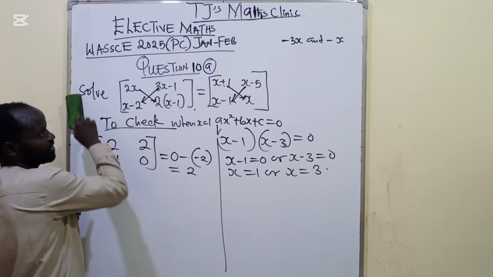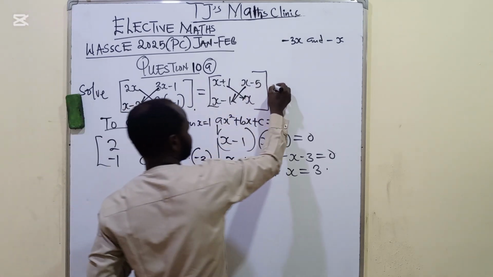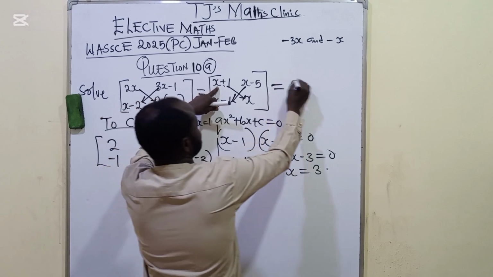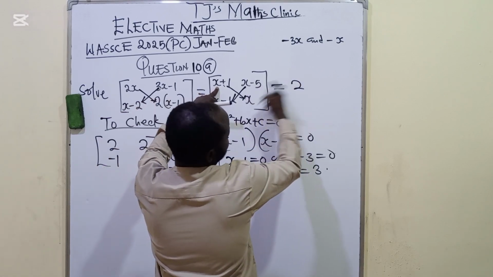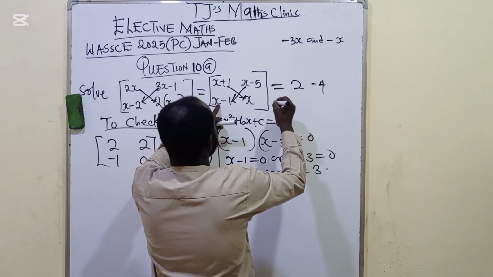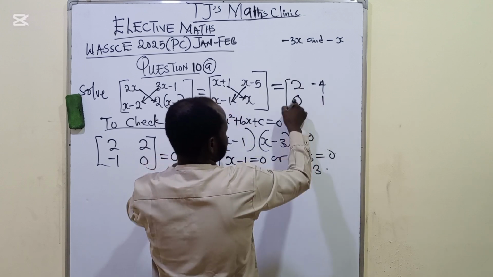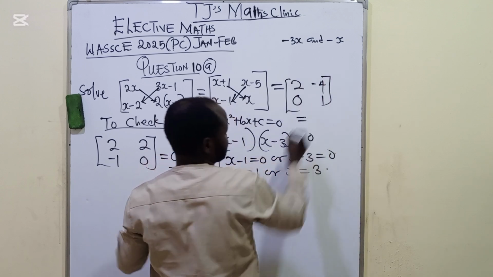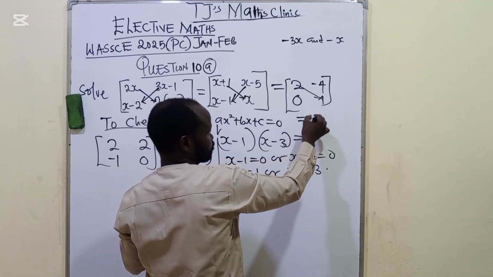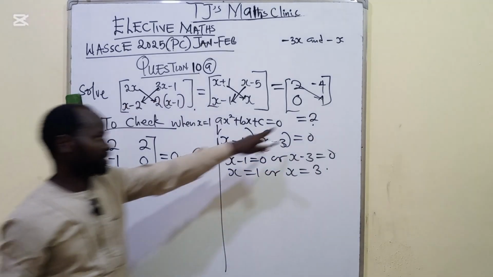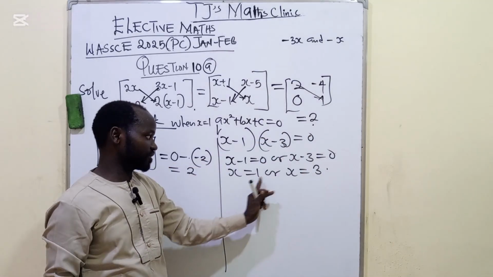Let's check the right hand side. Let me do the checking here. Let's substitute x as 1 now. Here will be 2. 1 minus 5, that is minus 4. 1 that is 0. Then 1. So let's see. The determinant now, leading diagonal, that's 2. Of course, this is 0. It's true that the left hand side and the right hand side agree when x is 1.